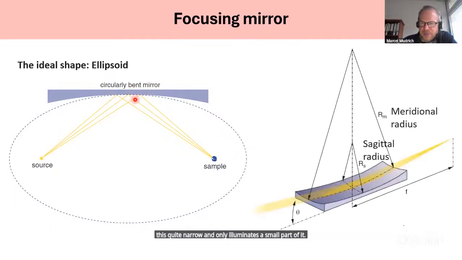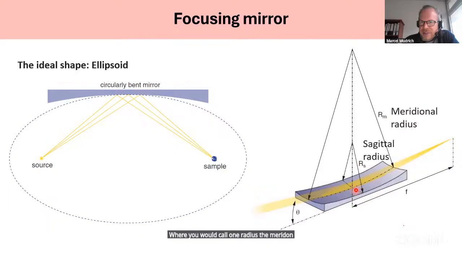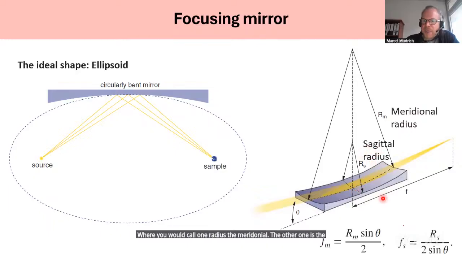If focusing should go in both directions, both horizontal and vertical, then the mirror has to have this three-dimensional profile, where one radius is called the meridional radius and the other is the sagittal radius. You can easily calculate the focal length given the radii of curvature using these formulas here.